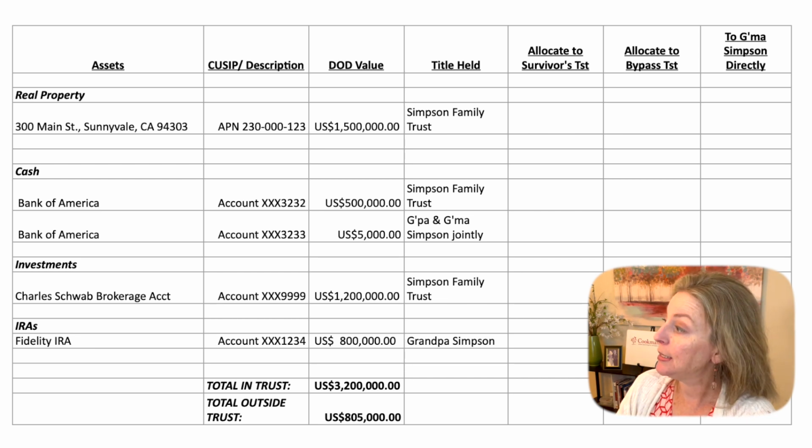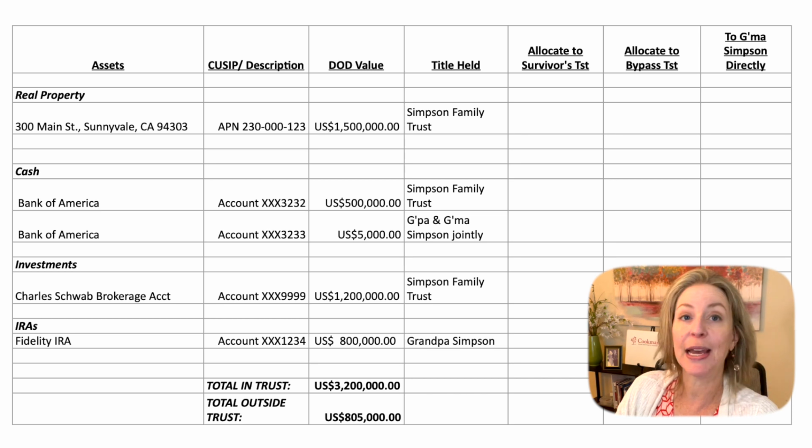All right, so let's see. We have 5 assets. How are we going to allocate those? All right, so let me show you the slide of what I suggest and why.